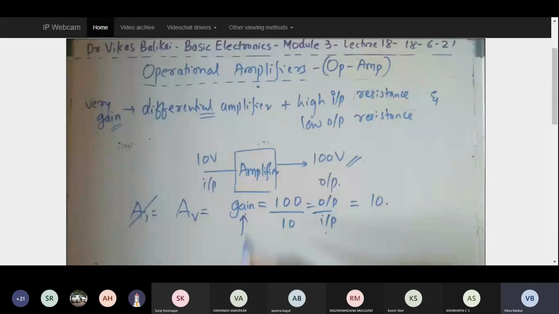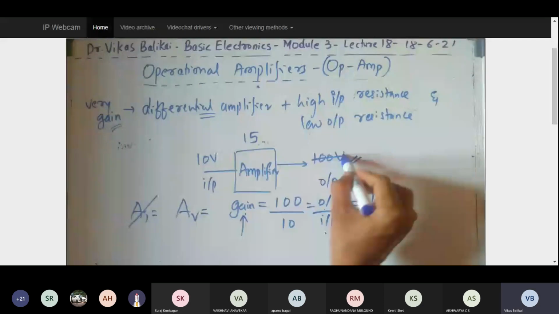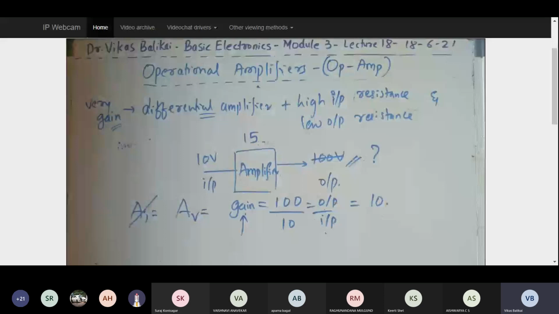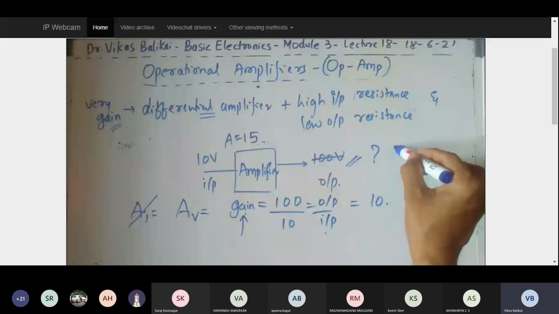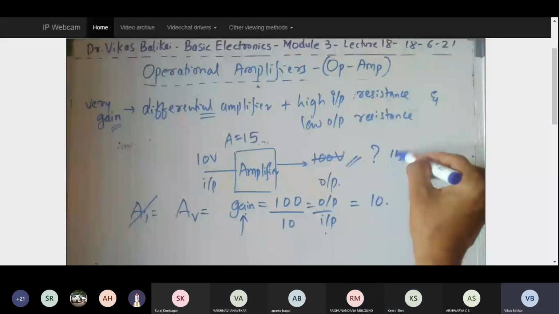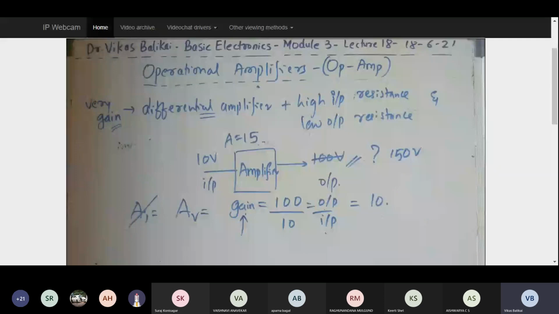If I say the gain of the amplifier is 15, can you tell me what will be the resulting value? For an input voltage of 10, the gain of my amplifier is 15. What will be the output voltage? 150. 150. Exactly. So that's how I achieve my output voltage. So basically, when I talk about the amplifier, it is the gain that matters a lot to me.